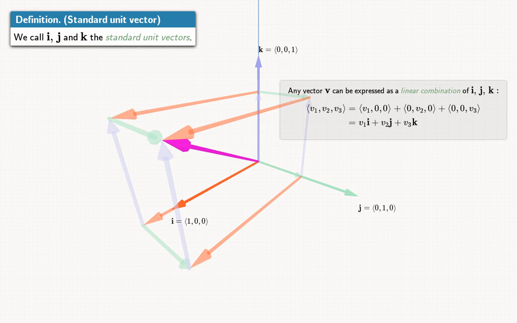And breaking down vectors this way is extremely useful because oftentimes we can understand a function on vectors just by understanding what it does to i, j, and k. Okay, so that's one way to break a vector into more manageable pieces.